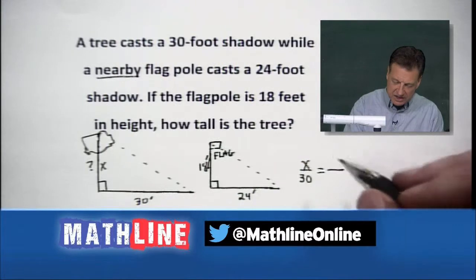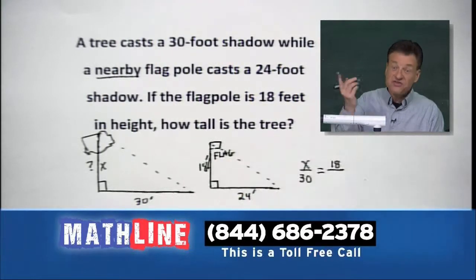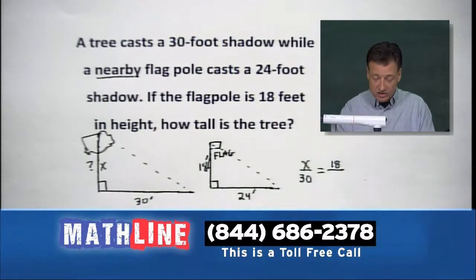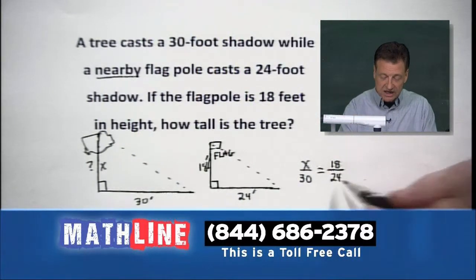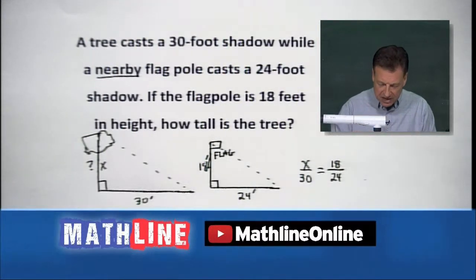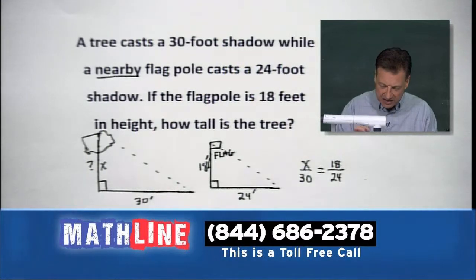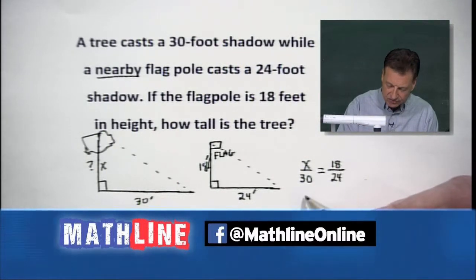So this one is going to be also object to shadow, which in this case is a flagpole, and its shadow is 24, so it's going to be 18 to 24. Now you see where we're going. We've got it there, right? And at this point, it's just a simple cross multiplication. And we hope that it will come out some semblance of being even. Let's find out what happens.